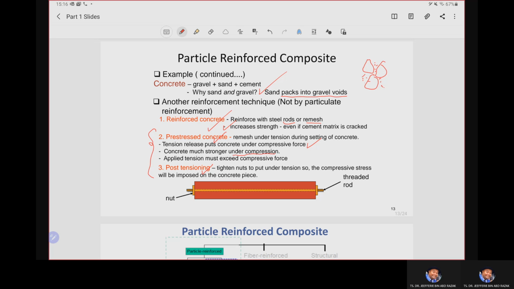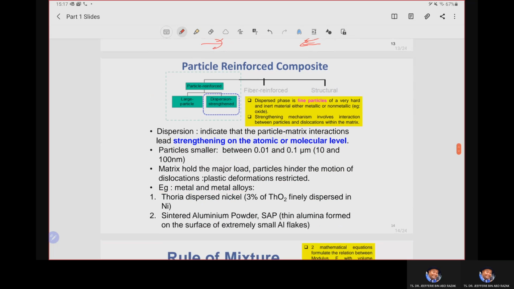So the next step of concrete strengthening is post-tensioning here. We can see the difference for the post-tensioning method. The stress here we apply after the concrete has hardened. The compressive stress is imposed on the concrete piece when we tighten the nut to the wire, to put the wire under tension. When we give the compression by tightening the nut, the wire inside here is in tension mode. Normally all this pre-stressed concrete is prefabricated and commonly used for highway and railway bridge applications.